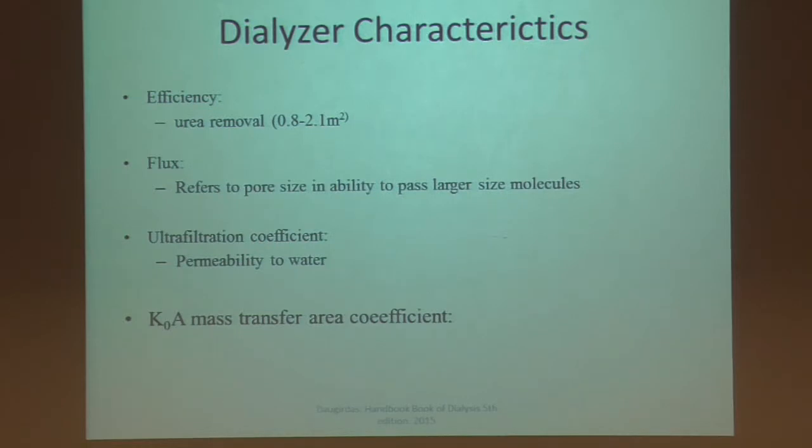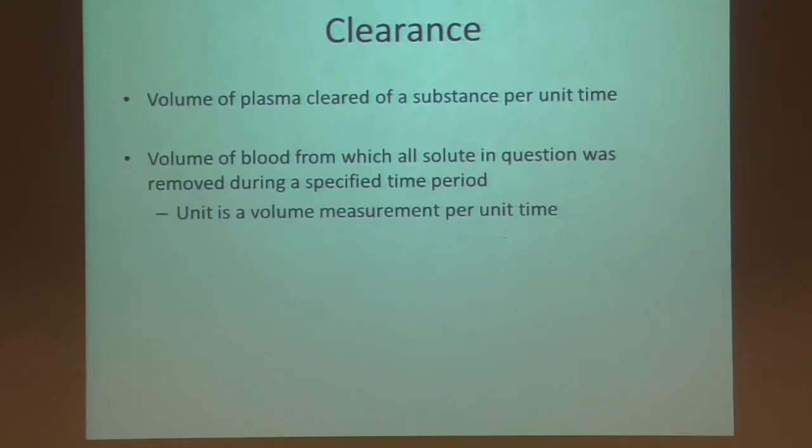Whenever you read any CRRT literature, you just want to see what dialyzers they're using, what machines they're using. Efficiency refers to how much urea you can take out in a specific amount of time. Flux is the actual pore size. So the higher the flux, the larger molecules can pass through. Ultrafiltration coefficient, every dialyzer is rated to take off so much fluid. So that's what that refers to. And then mass transfer is another ability to calculate how much can be taken off. So clearance is basically everything we're doing in dialysis: how much are we able to remove in a specific set period of time. I had to memorize this during fellowship.